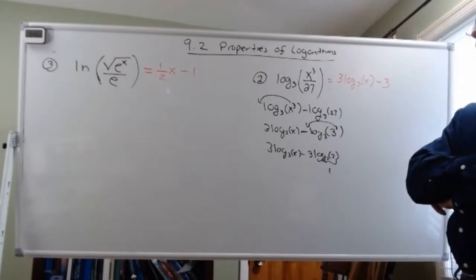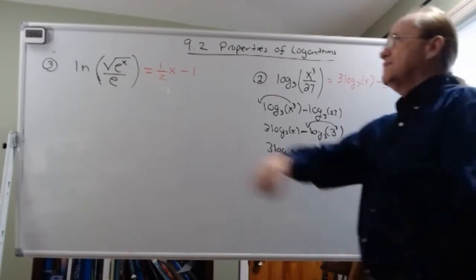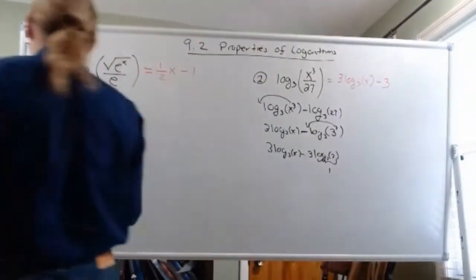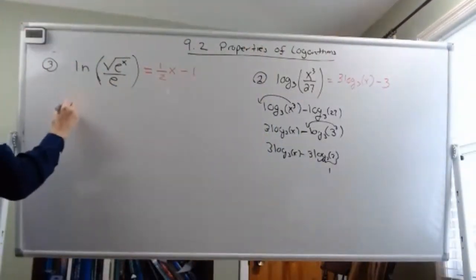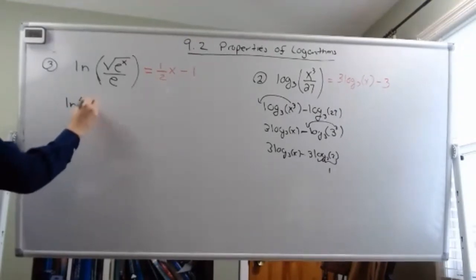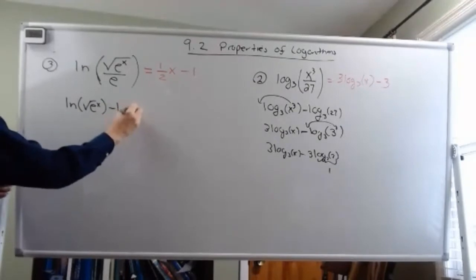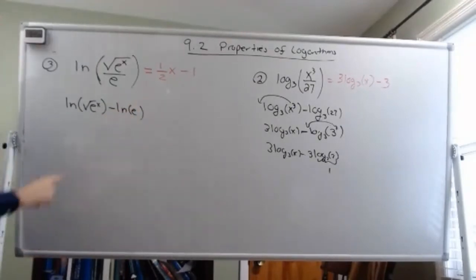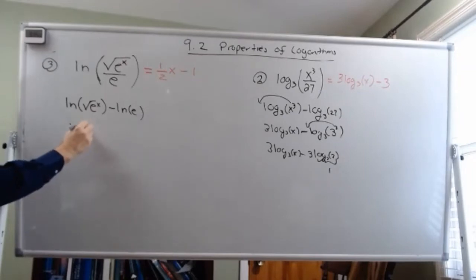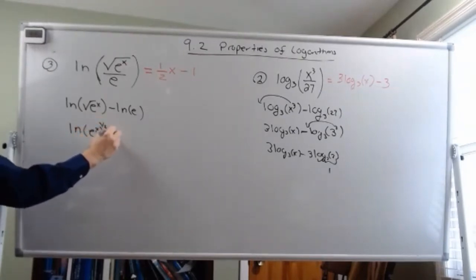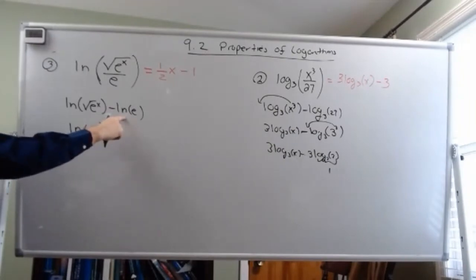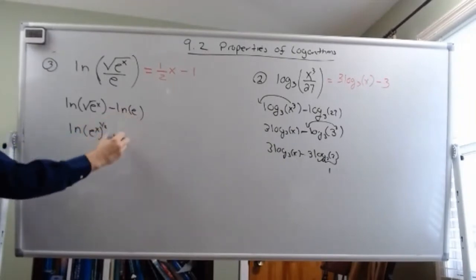Does anyone want to see how I got that? Okay, so I have a quotient again. So I'm going to write that as the natural log of the square root of e to the x minus the natural log of e. Okay, that square root is a 1/2 power, so I can write that as natural log of e to the x, all raised to the 1/2 power. The natural log of e, that's the same base, so that's just 1.